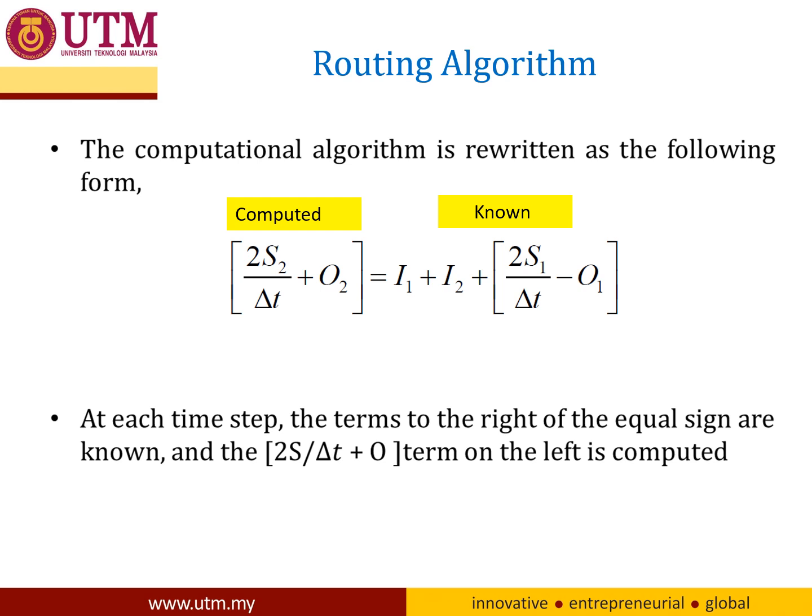We can reorganize the basic equations like this. We put all that we know on the right side here, known. So we know I1, we know I2, we know S1. And we can assume O1 for the first time step. We want to compute S2 and O2 here. This is the left hand side. So we want to compute S2 and O2. So this is the routing algorithm.